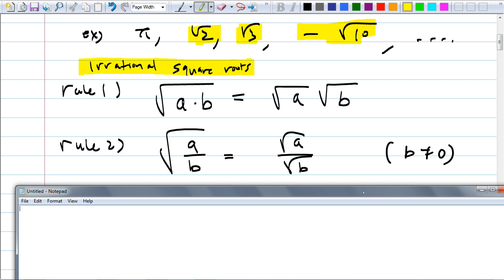Knowing these rules, we could actually simplify these irrational square roots. Some of these irrational square roots, you cannot leave as they are because they're not simplified. We'll tell you how to simplify these in a minute. So remember these rules. We're going to use these rules to simplify.